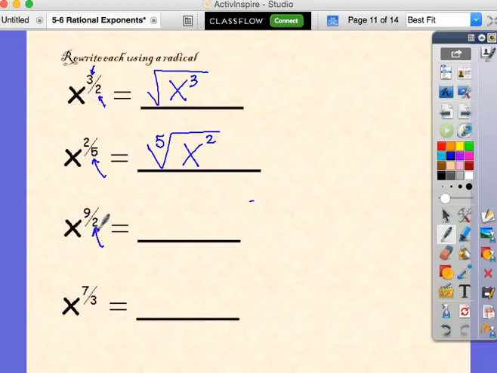What's the next root? 2. Which means it's just square root, so we don't have to put the 2. X to the 9. Next one? 3. So that's cube root of x to the 7. Good. Very good.